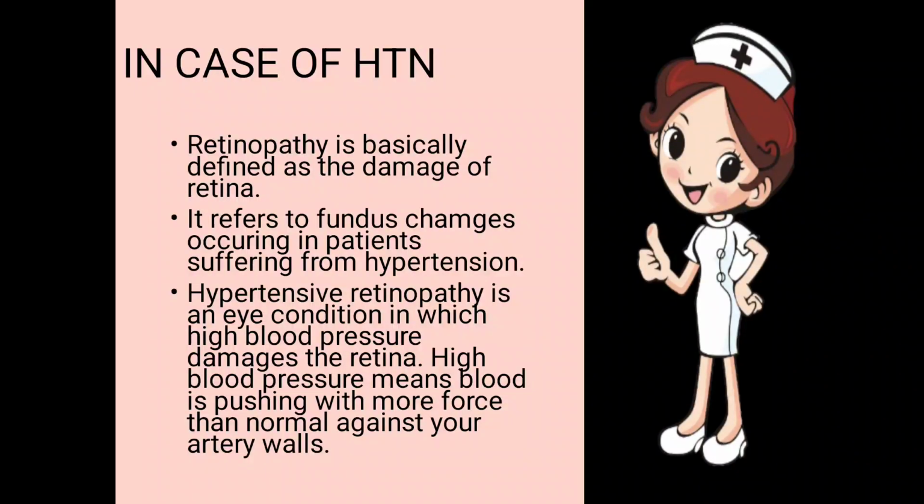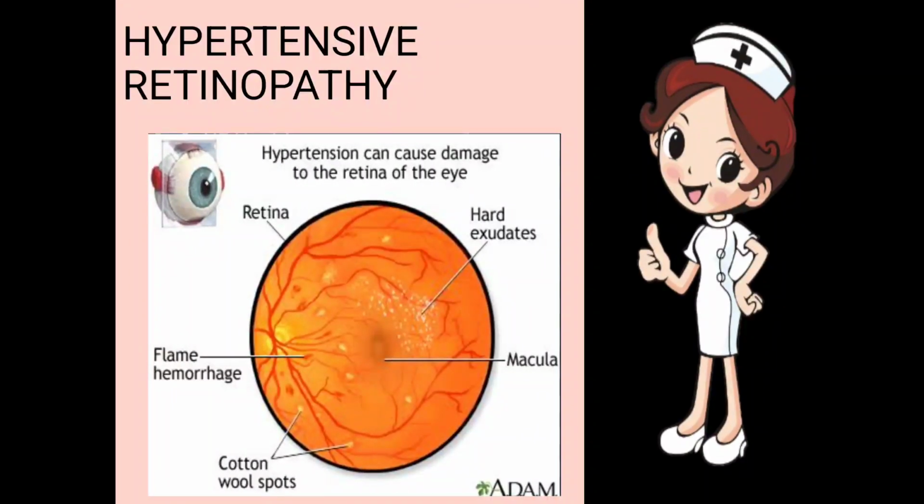Hypertensive retinopathy is an eye condition in which high blood pressure damages the retina. High blood pressure means blood is pushing with more force than normal against your artery walls. In this case, the blood pressure pushes the blood inside the vessels with more force than usual. These kinds of changes take place in hypertensive retinopathy.